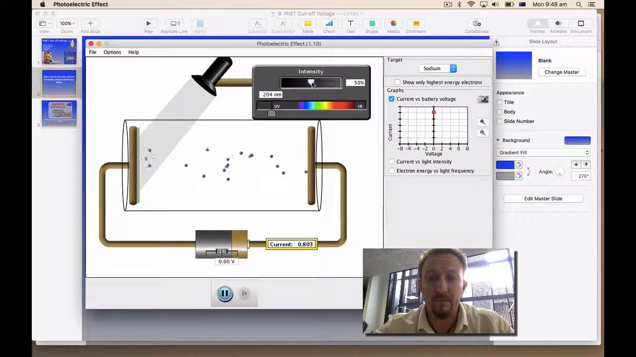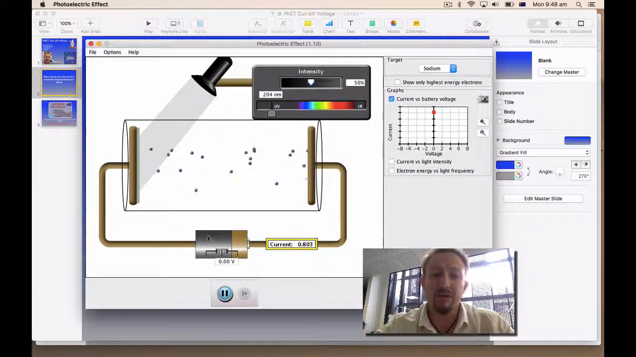Almost there. There we go. So we've got 50% here, with a wavelength of 204 nanometers. Now we can see that our electrons are flowing really well, and we've got a nice large current generated. Now how does the cutoff voltage work?